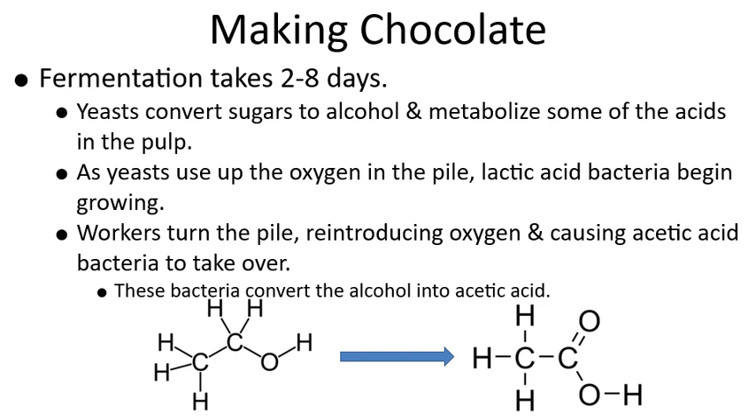Yeasts convert the sugars into alcohol and metabolize some of the acids in the pulp. As the yeasts use up the oxygen in the pile, lactic acid bacteria begin to grow. As workers then turn the pile, they reintroduce oxygen and cause acetic acid bacteria to take over. These bacteria convert the alcohol, shown on the left, into acetic acid, shown on the right.